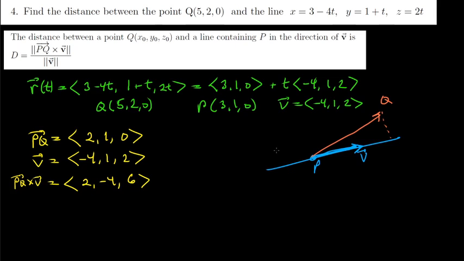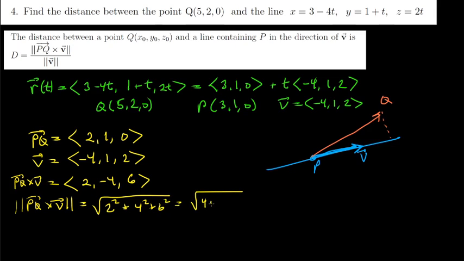So the magnitude of the vector PQ cross V is the next step here. The magnitude or norm is just going to be the square root of 2 squared plus -4 squared plus 6 squared. So I think that's just going to be 4 plus 16 plus 36. So square root of 56.